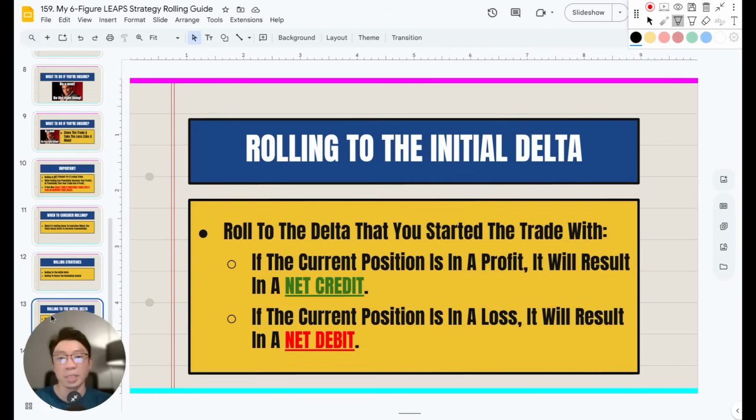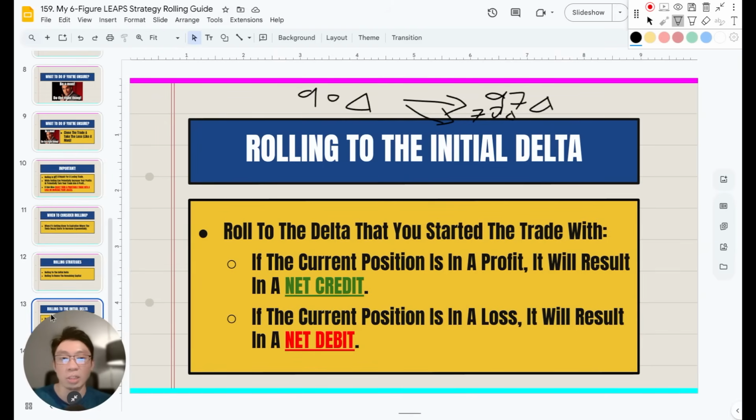So what it just means is that you're going to roll to the initial delta that you first started off with. So let's say when you first put on the LEAP strategy, you started off with 90 delta. And let's say by this time, it could have gone up to around 97 delta, or it may have gone down to around 70 delta. So basically either a higher delta or a lower delta.